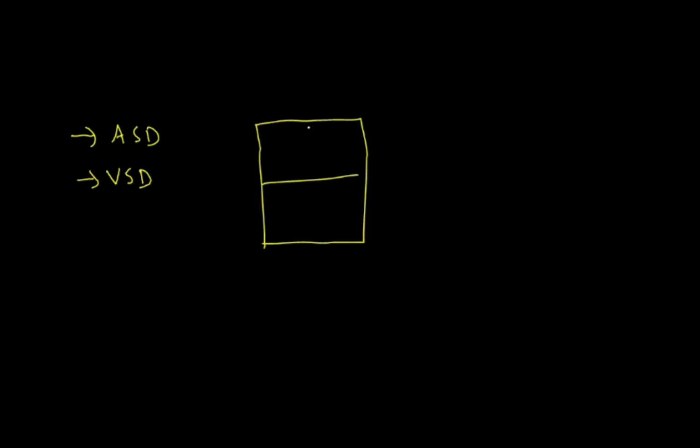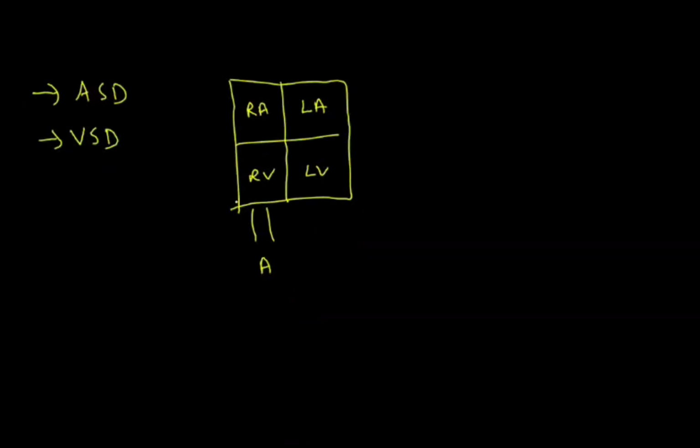Let us suppose this is a schematic diagram where the right and left halves of the heart are shown. This is your right atrium, right ventricle and left ventricle. I told you that in transposition of great arteries, the right ventricle opens into the aorta and the left ventricle opens into the pulmonary artery. Now when there is an atrial septal defect, the pressure in the left atrium is a little higher than the pressure in the right atrium.